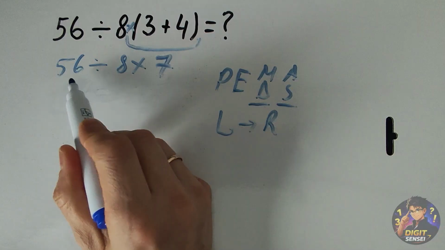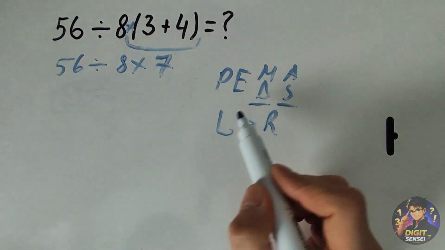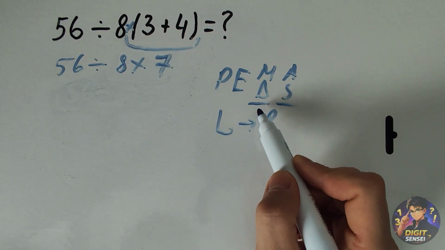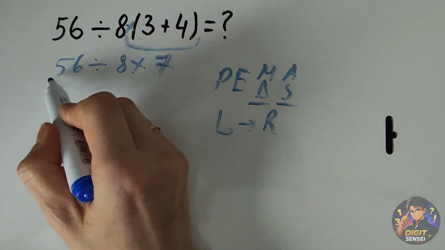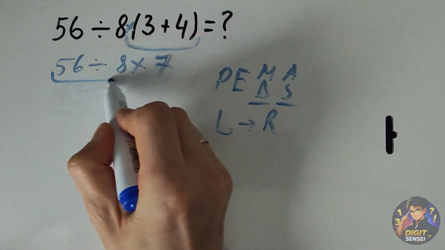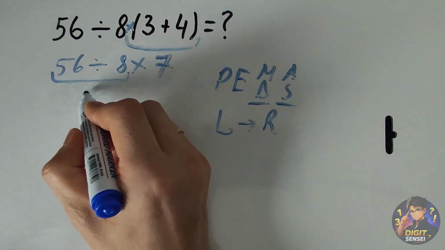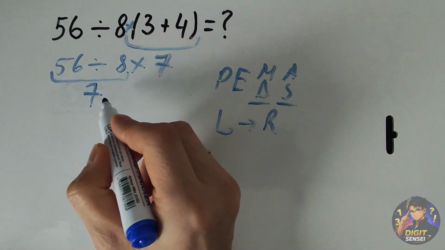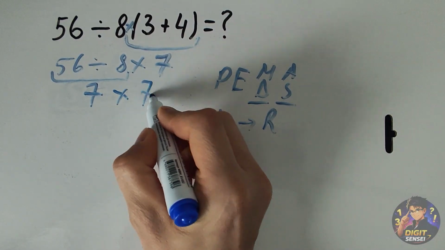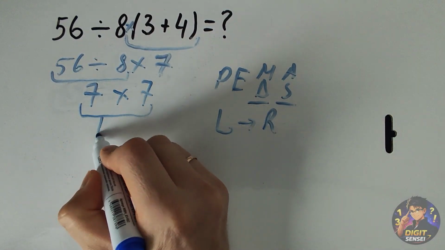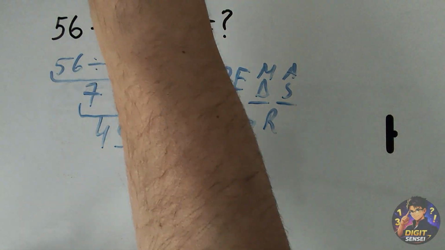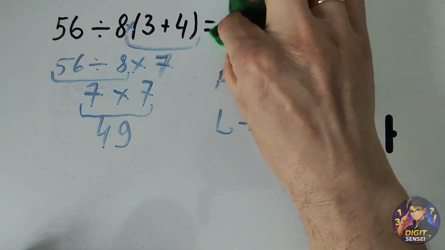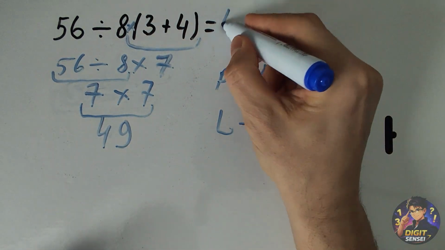Now we have one division and one multiplication. As I said, multiplication and division have equal priority and we have to go from left to right. So here, first we have to do this division. 56 divided by 8 gives us 7. So 7 times 7, which equals 49. And this is our final answer to this problem. The correct answer is 49.